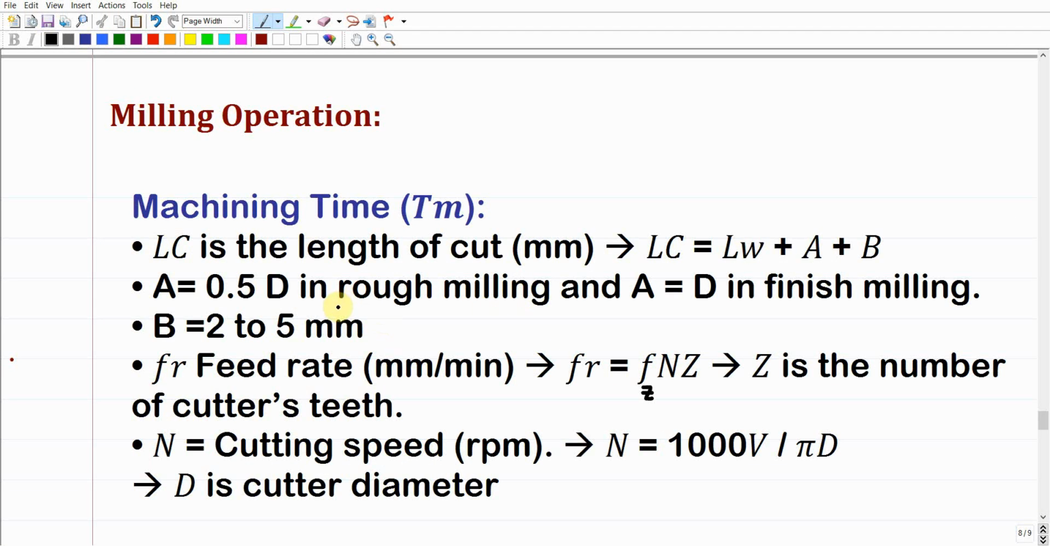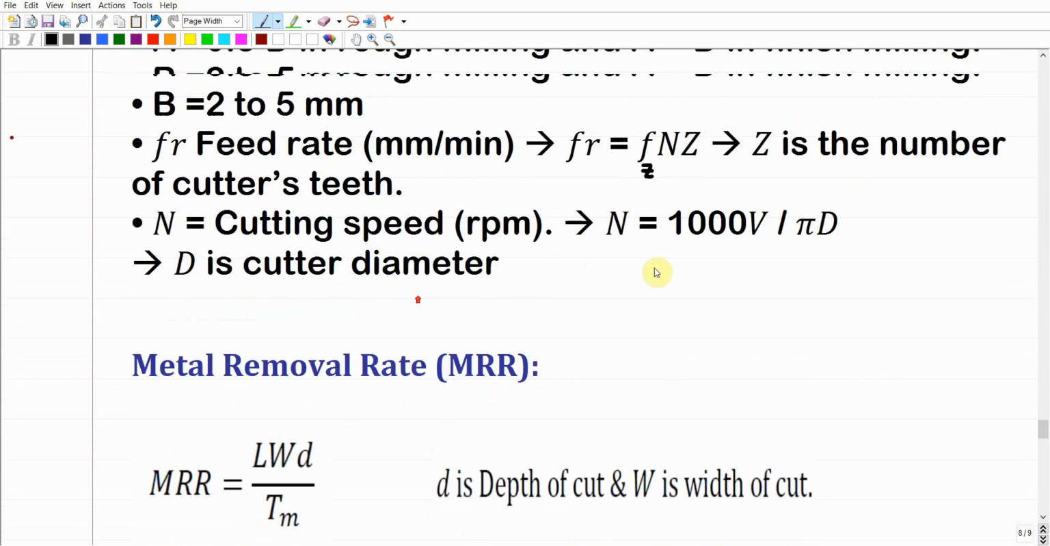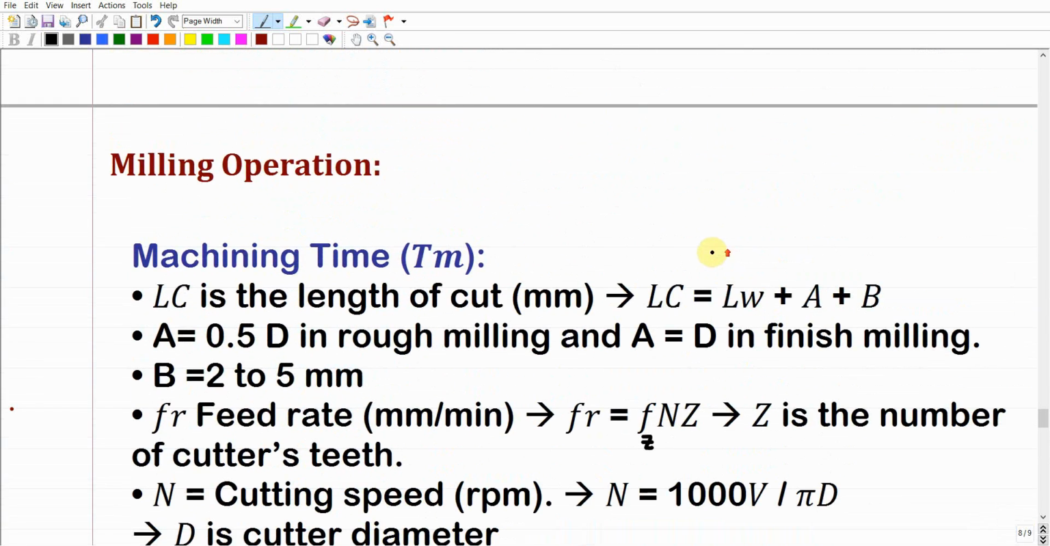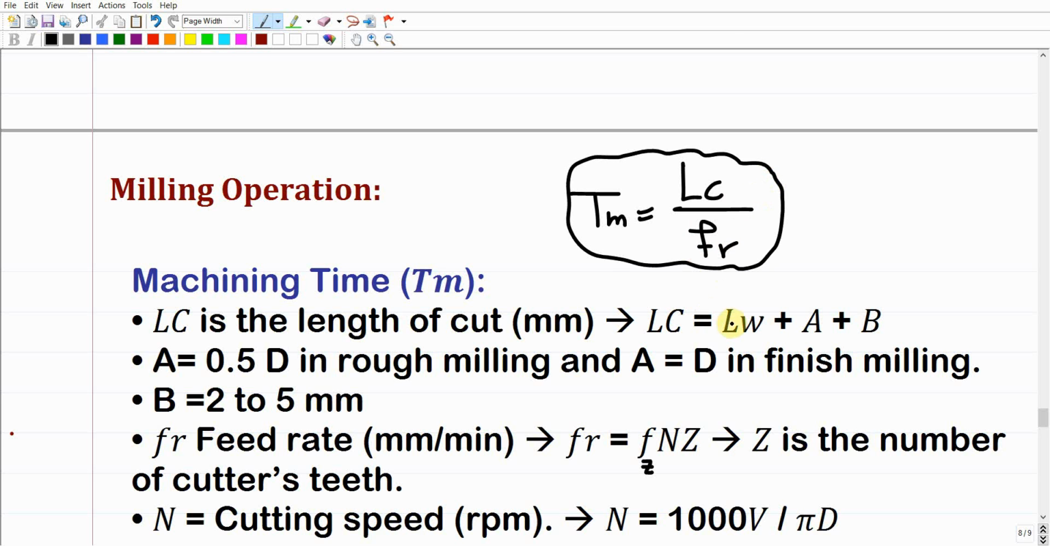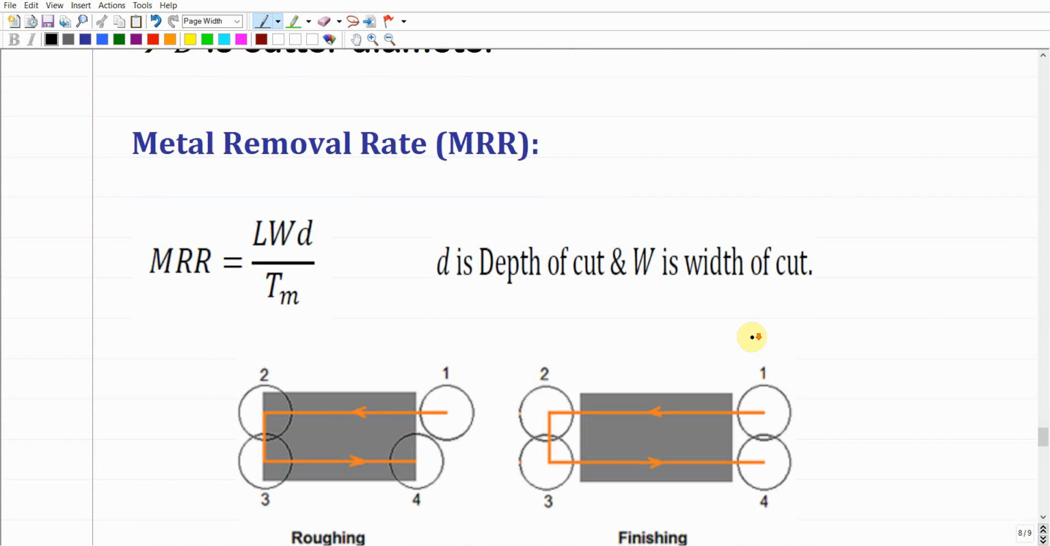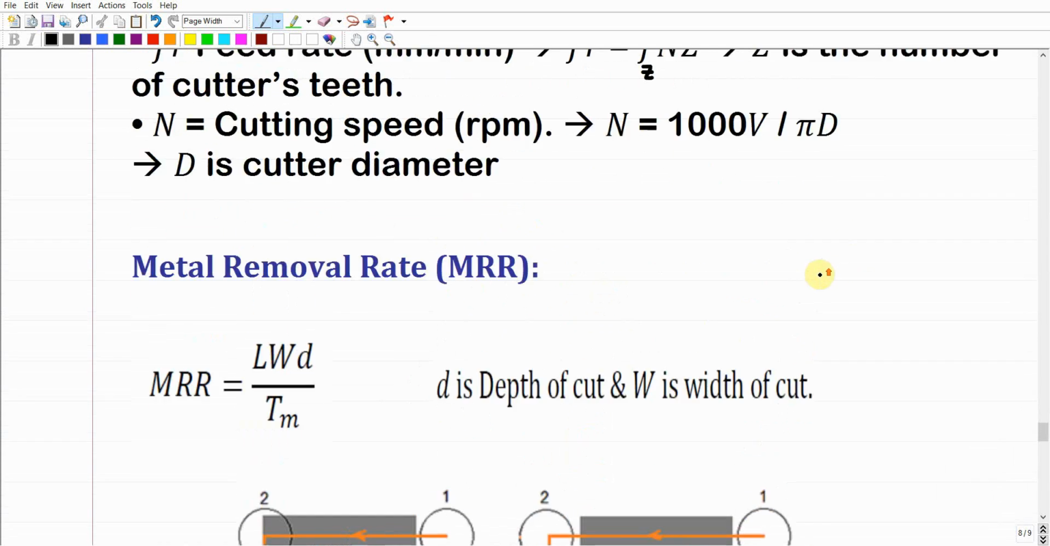So for the milling operation, the machining time, it seemed that I forgot to write the equation, but anyway, the machining time is going to be the same formula as I mentioned. This one is fixed for all the machining operations: LC divided by the feed rate. And again, this LC should be the length of the feed motion. So just to remind you, in the milling operation, we should have a tool.